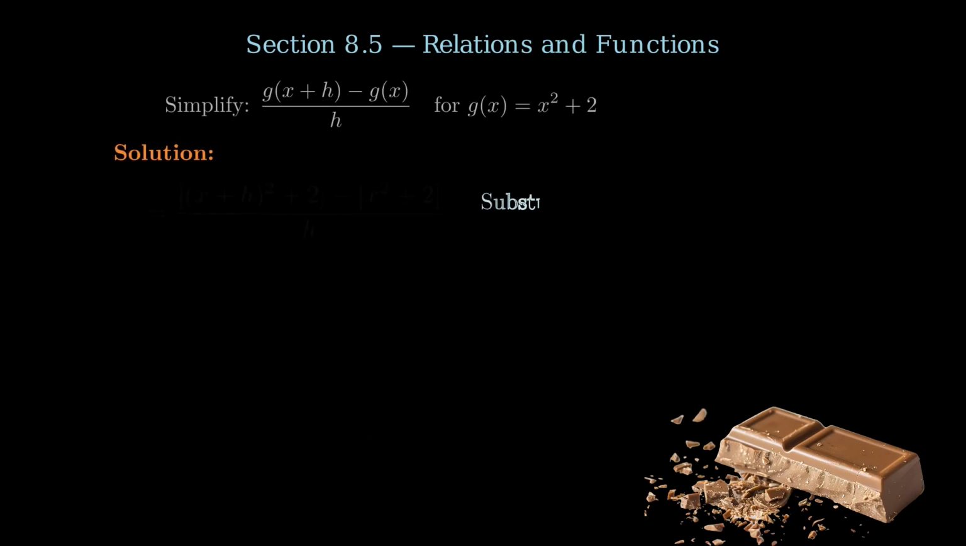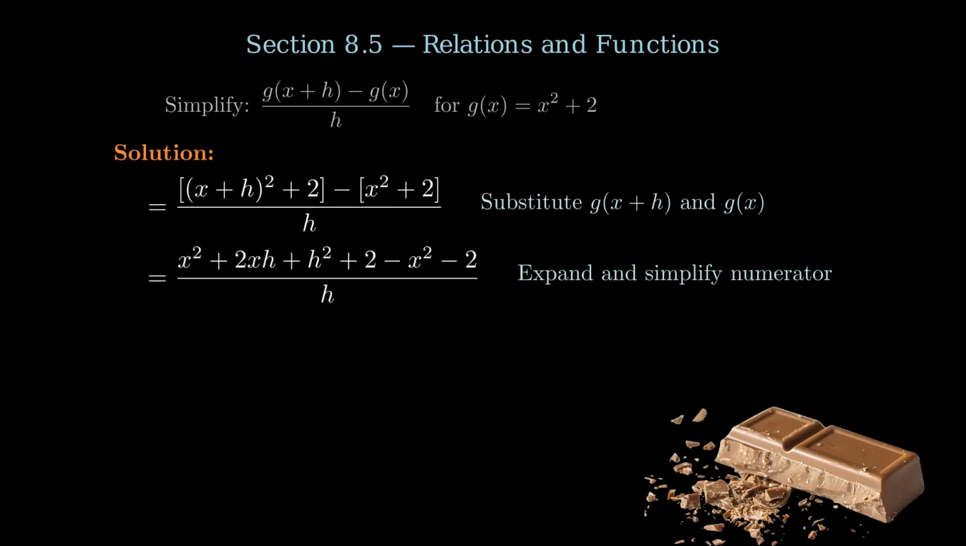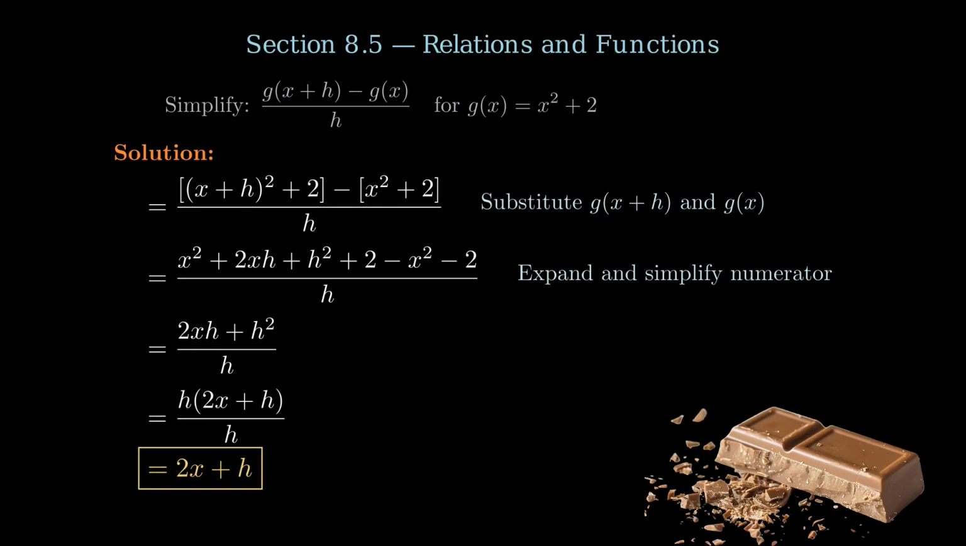Now let's expand and simplify the difference quotient step by step. First, substitute the function rules into the numerator. G of x plus h becomes the group x plus h squared plus 2. Next, expand the squared group into x squared plus 2xh plus h squared. Notice that x squared minus x squared and 2 minus 2 completely cancel out. This leaves us with 2xh plus h squared over h.